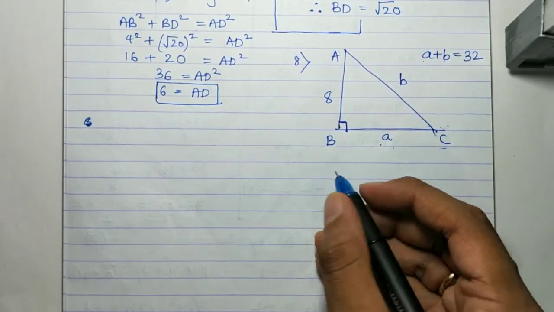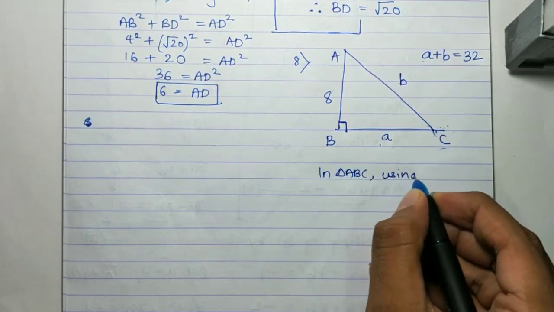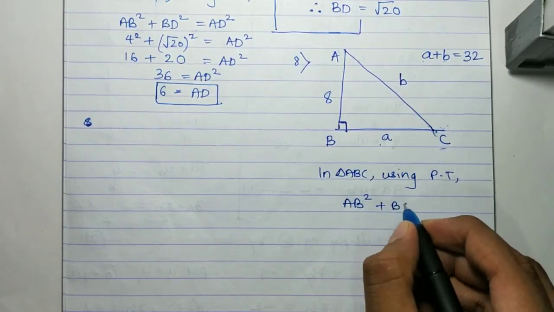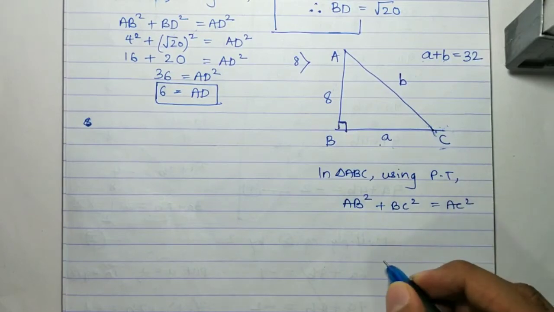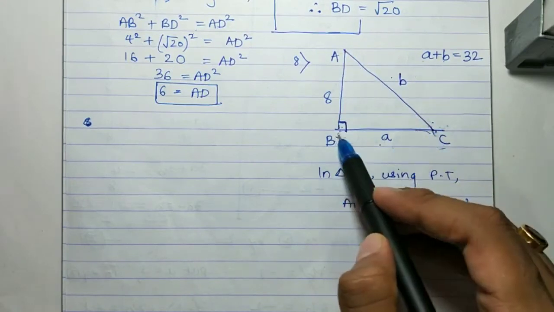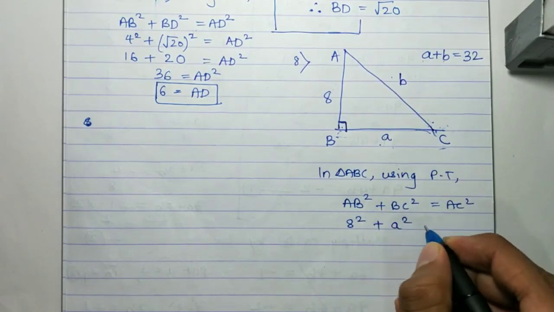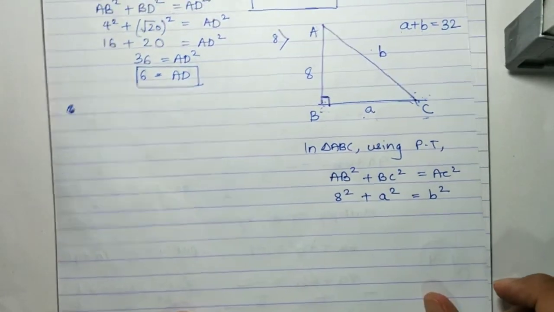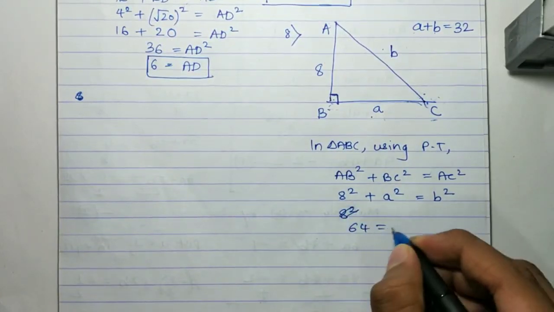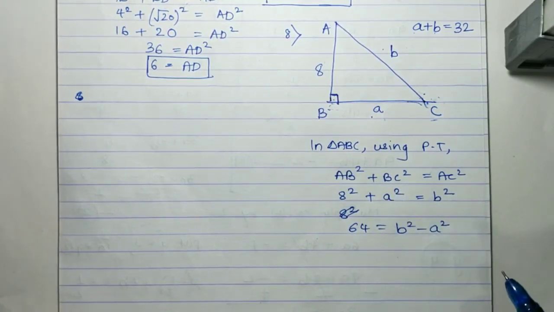Okay, so let's take Pythagoras theorem in triangle ABC. Using Pythagoras theorem, AB square plus BC square equals AC square, correct? This is 90 degrees, so side opposite to 90 is hypotenuse. These are the sides containing the right angle. So AB square means 8 square plus A square equals B square. So 8 square is 64 equals B square minus A square.